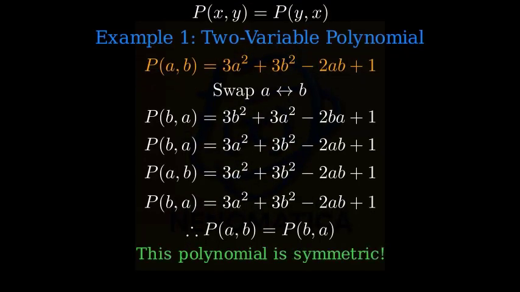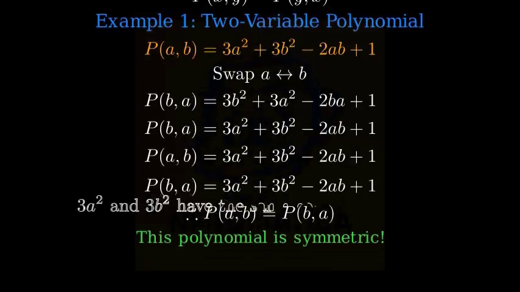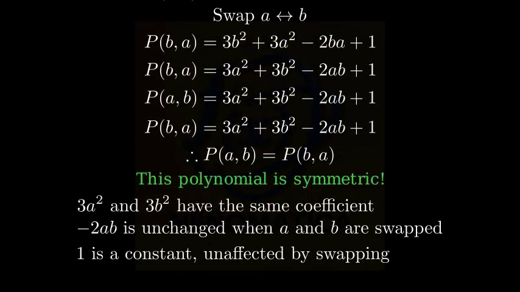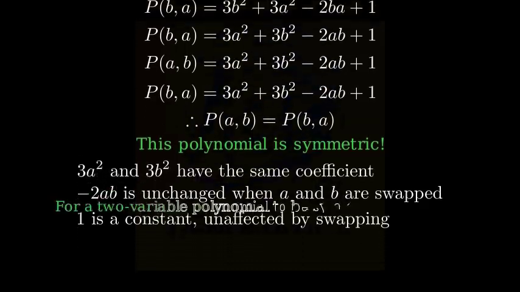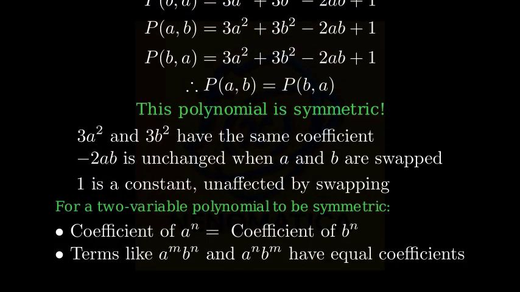Let's understand what makes a polynomial symmetric. In our example, the terms a squared and b squared have the same coefficient, 3. The term ab appears as negative 2ab, and swapping variables doesn't change this term. The constant term 1 is unaffected by variable swapping. For 2-variable polynomials to be symmetric, coefficients of similar terms like a squared and b squared must be equal.